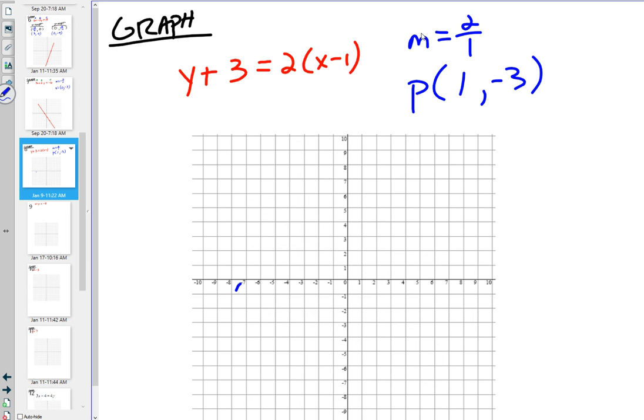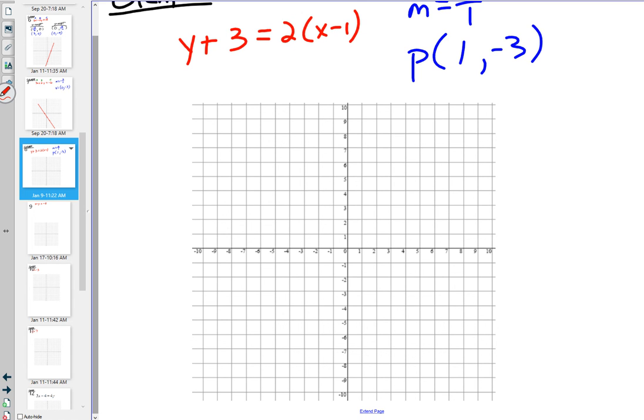So instead of starting on the y-axis, where am I going to start here? Where should I place my first point? At 1, -3. 1 to the right, 3 down. What direction do positive slopes go? Up right and down left. 2 up, 1 right, 2 up, 1 right.